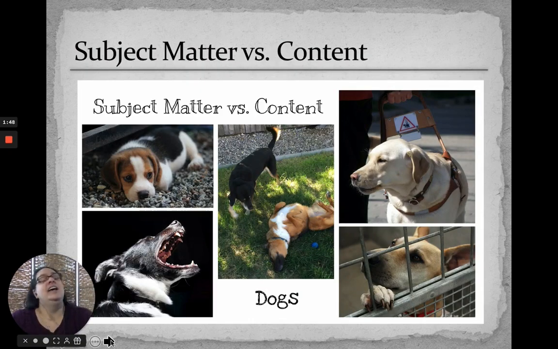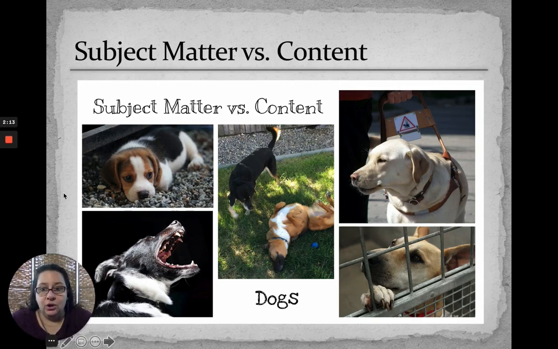All right. Subject matter versus content. Subject matter is the actual object in your imagery. And content is what you are communicating. While it sounds like from face value that they should be the same thing, they're usually not. They're usually very different. My example here: dogs are the subject matter for this whole set of images.